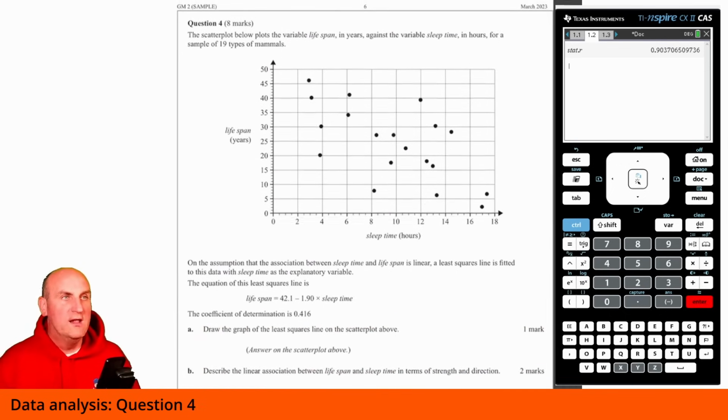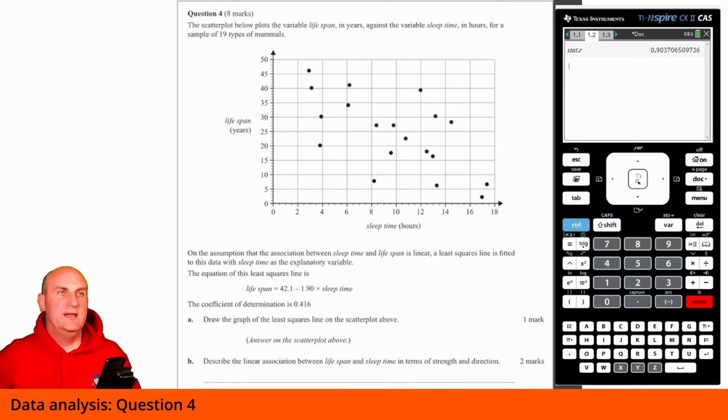Question number 4. The scatter plot below shows the variable lifespan in years against the variable sleep time in hours for a sample of 19 mammals. On the assumption that the association between sleep time and lifespan is linear, a least squares line is fitted to the data with sleep time as the explanatory variable. Okay, so they basically just told me what the question is. The equation of this least squares line is given by that. Oh, I love equations of least squares lines. There's so much they can do with it, but it's fairly formulaic.